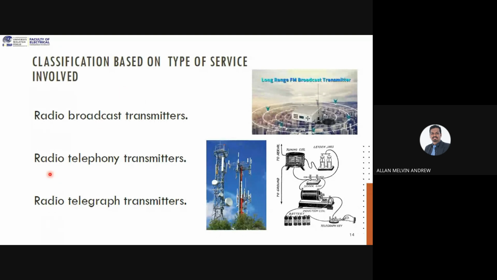The second one is radio telephony transmitters. We will always see it like this, for radio phones, for telephone.